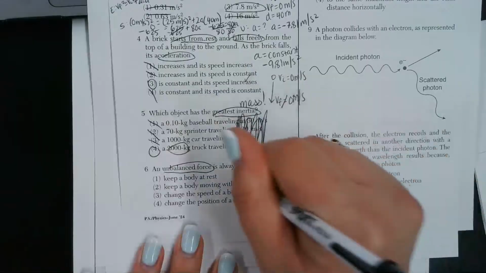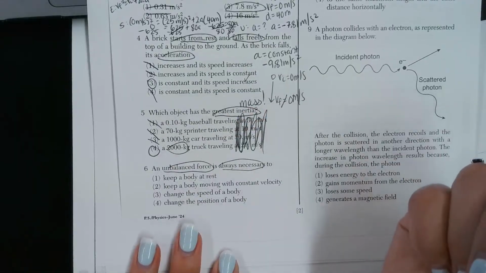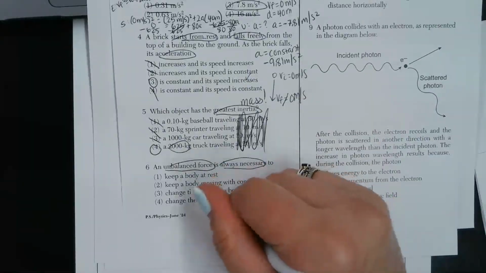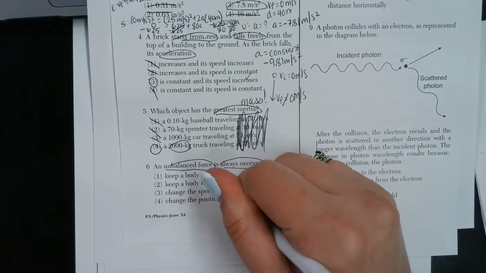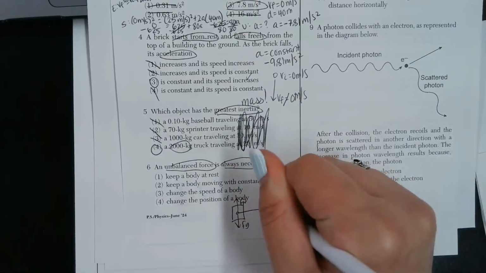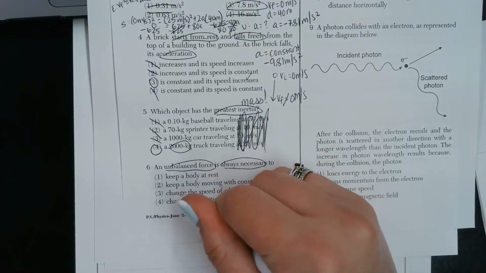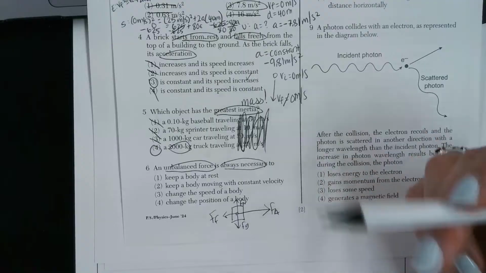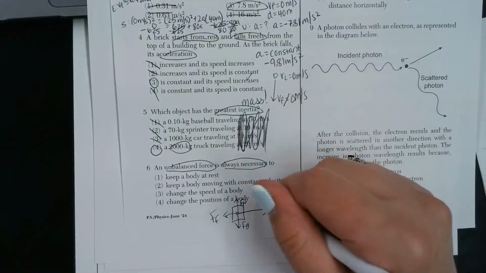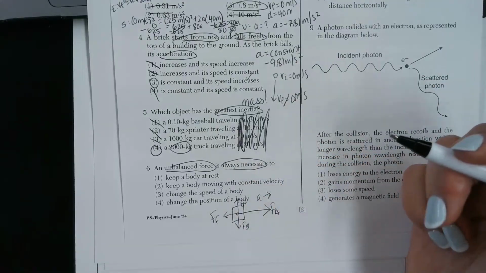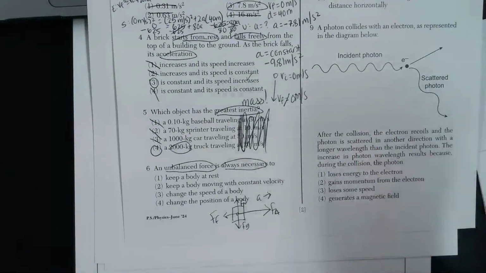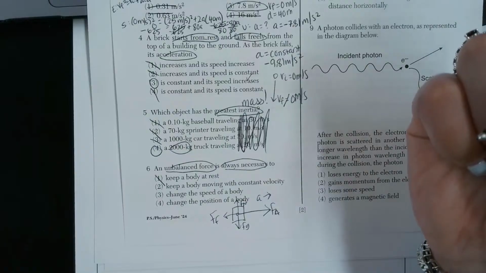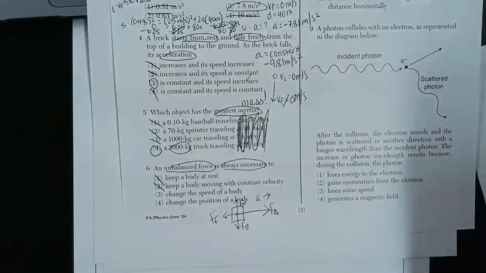An unbalanced force is always necessary too. Okay. Unbalanced forces, right? If I were to draw a free body diagram, my FG, FN, and then I have my FA and my FF. If I have an unbalanced force, we have some sort of net force. That means I have an acceleration occurring in that particular direction. So it's certainly not going to be to keep a body at rest. It's certainly not going to be to keep a body moving with constant velocity.